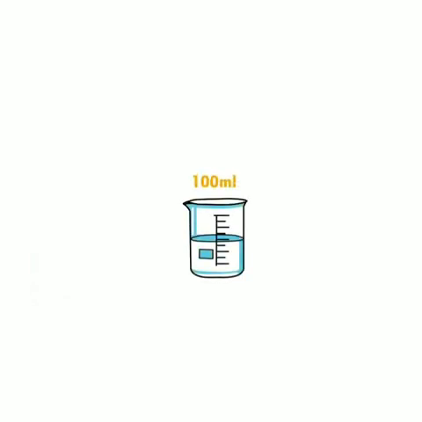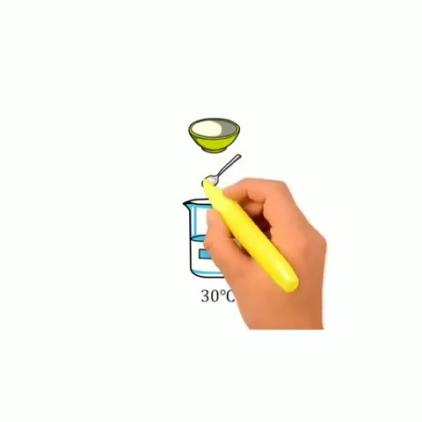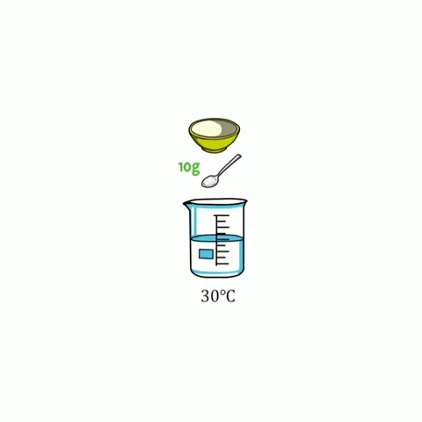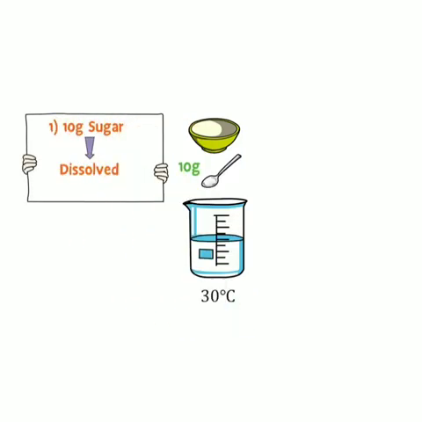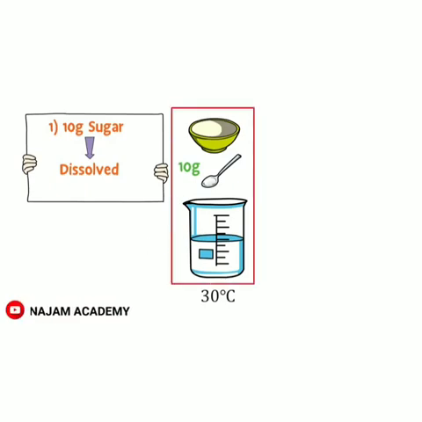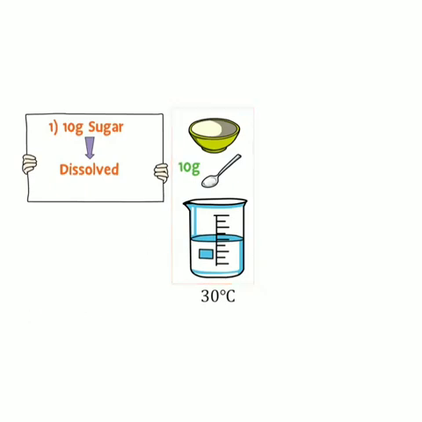Now next, consider 100 ml of water here. We are going to see the saturated, unsaturated and supersaturated solution. So at 30 degrees centigrade we have taken 100 ml water and we have added 10 gram of sugar. So it is dissolved now. Yes, it will dissolve because it has the ability to dissolve the 10 gram of sugar. So this is an unsaturated solution. Water has the ability to dissolve sugar.